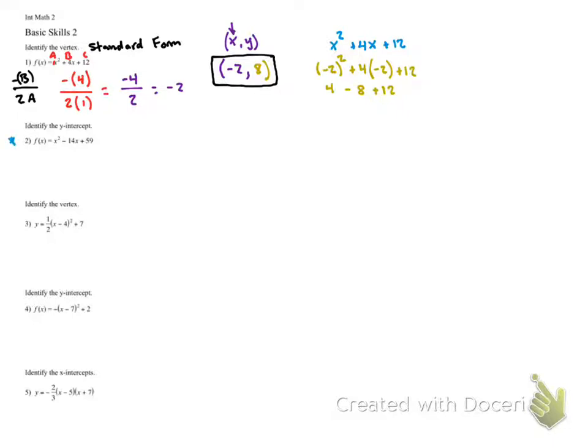Going on to number 2. Identify the y-intercept. For any of these forms, to find the y-intercept, we plug in 0 for x. So anywhere we see an x, we're going to plug in a 0. So that'll be 0 squared minus 14 times 0 plus 59. 0 squared gives us 0. Negative 14 times 0 gives us 0. So all we have left is 59. Right? Or shortcut, in standard form, it's always going to be that number there. Because if you plug in 0, these will always cancel out.